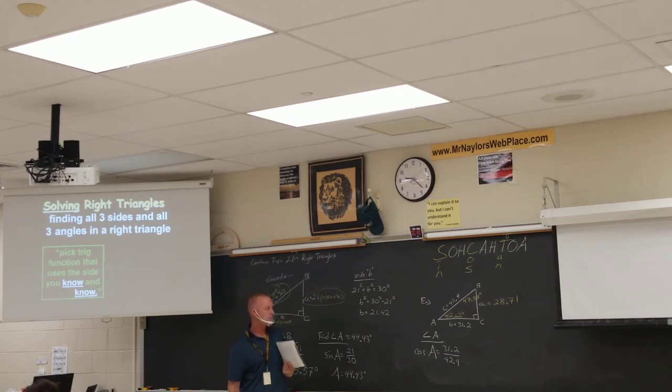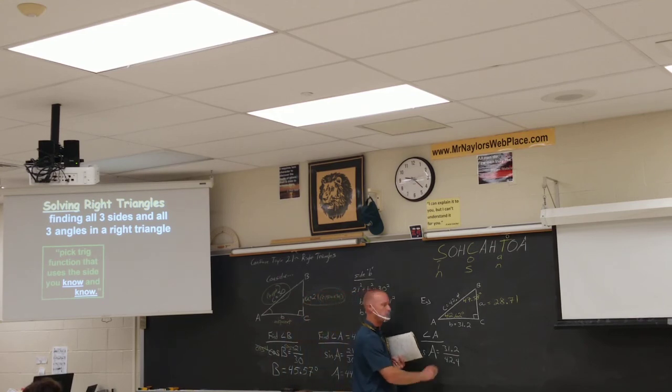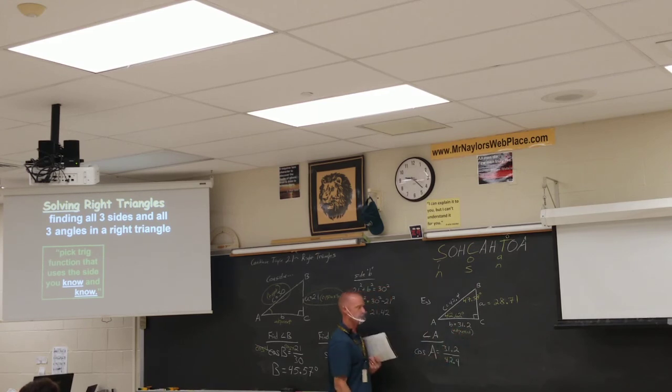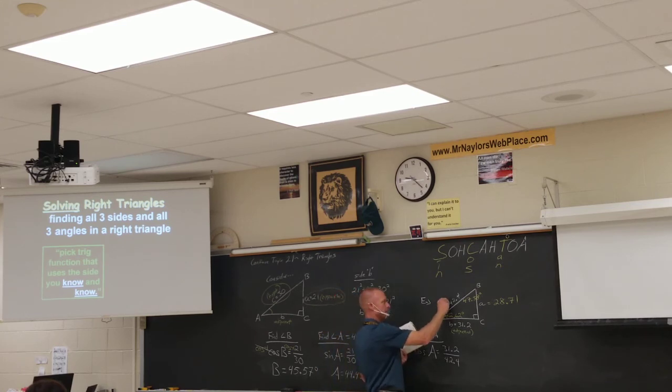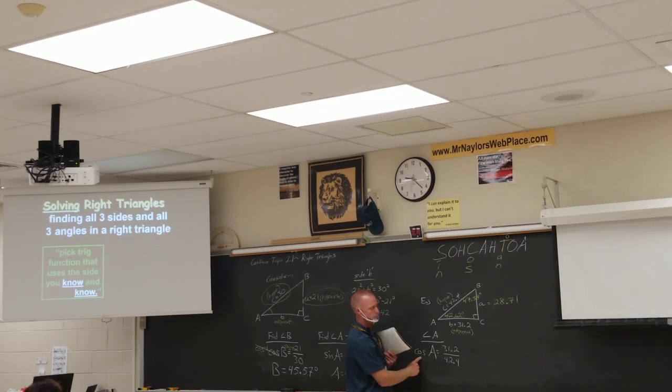If you were going after angle A, do you realize that that would make this side the adjacent? If you were going after angle A, this side's the adjacent. So it's an adjacent-hypotenuse scenario. Adjacent is what I know, hypotenuse is what I know. That's why we're using cosine. So if you're doing angle A, you're doing cosine.